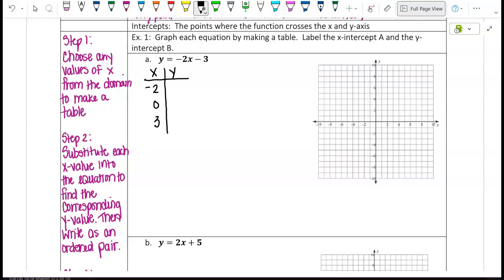So to get my y values, I have to substitute each of those x values in. So here I'm going to do y equals negative 2 times negative 2 minus 3. And then use my order of operations to solve. Negative 2 times negative 2 is positive 4 minus 3 equals 1. That's my y value. So my first ordered pair is negative 2, comma 1.